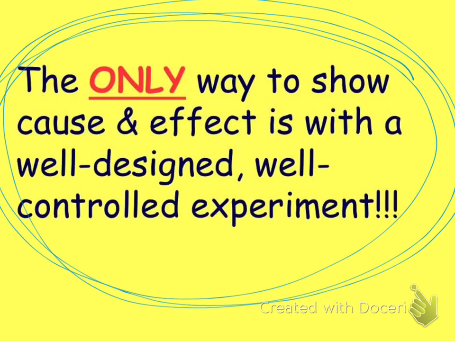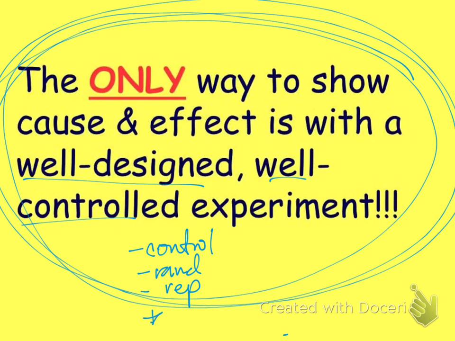So cause-effect is okay if you have a well-designed, well-controlled experiment. You need the three principles, which are control, randomization, and replication. You need those three things and sometimes blocking. It's like the vowels: A, E, I, O, U, and sometimes Y. It's like control, randomization, replication, and sometimes blocking. That's like why blocking is only sometimes needed in an experiment.